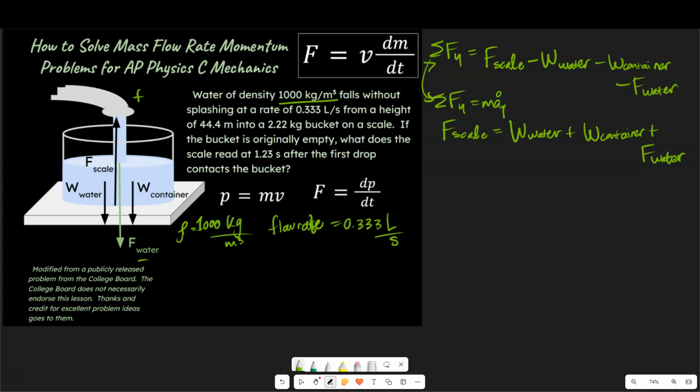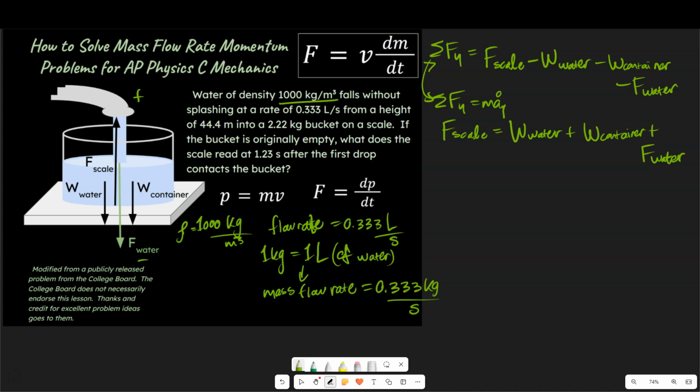Now there is a handy thing that we can talk about with water, and that is 1 kilogram of water is equal to 1 liter of water. And so if that's the case, we can write a mass flow rate here of 0.333 kilograms per second. And conceptually that's what we mean by a mass flow rate. That can help you to understand how much mass is flowing, and it just works out that water is really easy to work with by design in terms of our units.